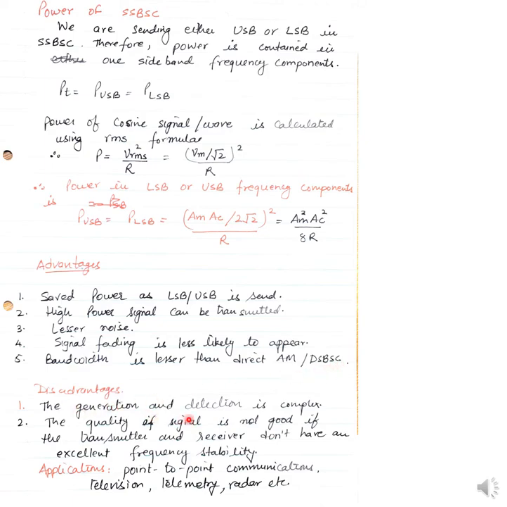Disadvantages: the generation and detection are complex. The quality of the signal is not good if the transmitter and receiver don't have excellent frequency stability. Applications: point to point communications, television, telemetry, radar, etc.